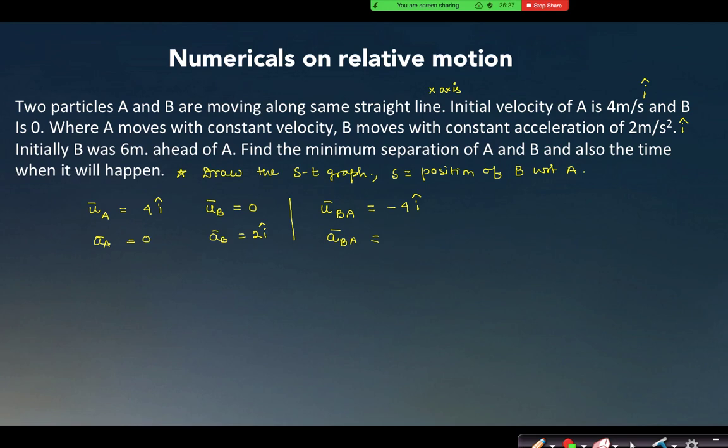So what is acceleration of B with respect to A? How can I find that? It is acceleration of B minus acceleration of A. So what will be that value?